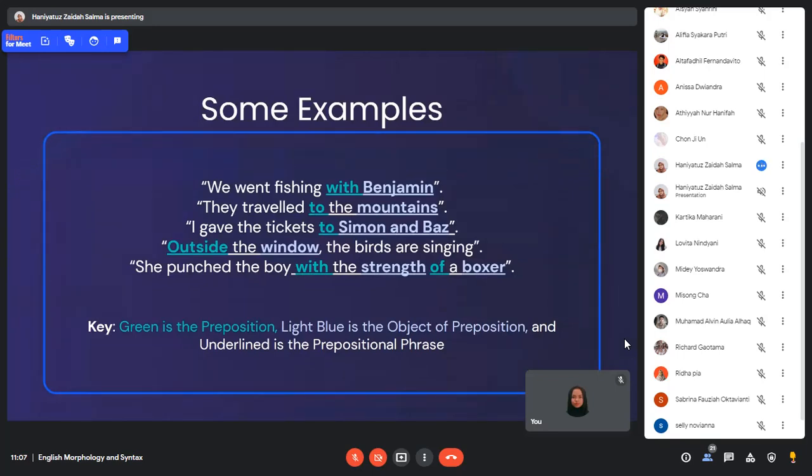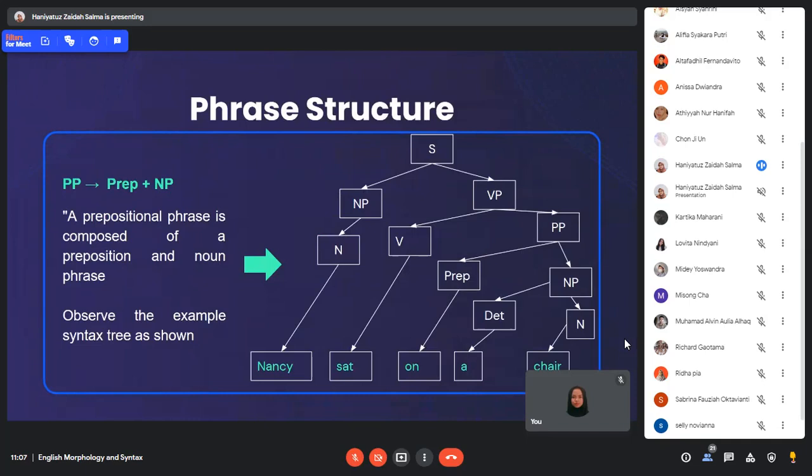Outside the window, the birds are singing. And she punched the boy with the strength of a boxer. As you can see, the prepositional phrase has been underlined, and the green color is the preposition, while the light blue is the object of preposition. So, that is what the preposition is talking about. But in the scope of syntax, we need to learn about its phrase structure, which is a bit more complex.